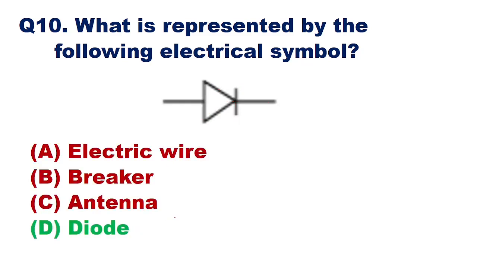So here option D will be the right answer. The above electrical symbol is of a semiconductor diode. So option D is the right answer here.